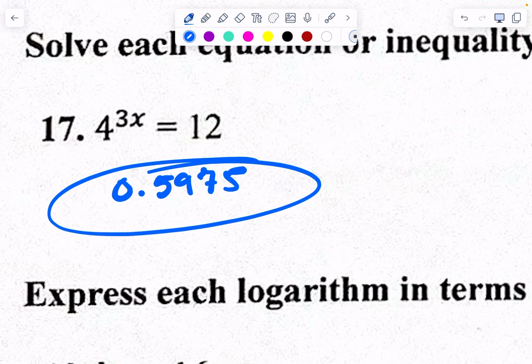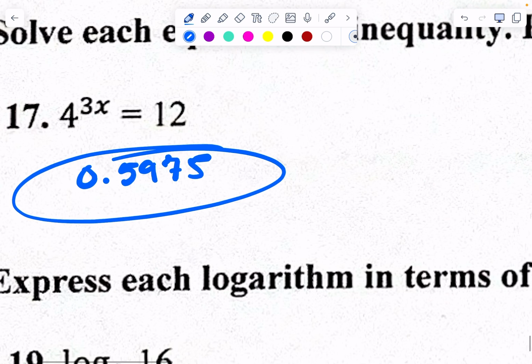Okay, and then divided by 3. It's still not 0.4331. I don't know. I did it like this, log 12. Maybe I didn't close it. It doesn't matter if you read it like this, whether you close it or not. Divided by 4, divided by 3. I did it wrong. What is it? 0.5975. There you go.